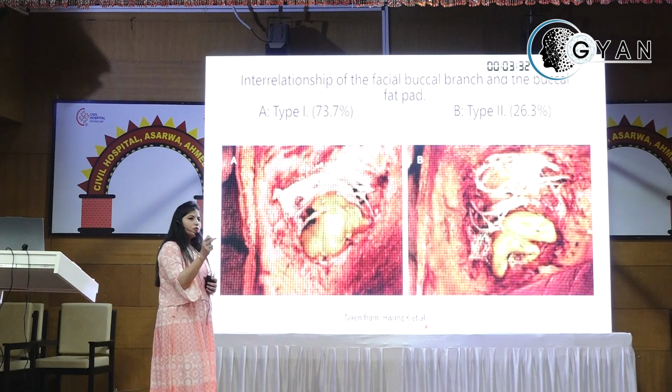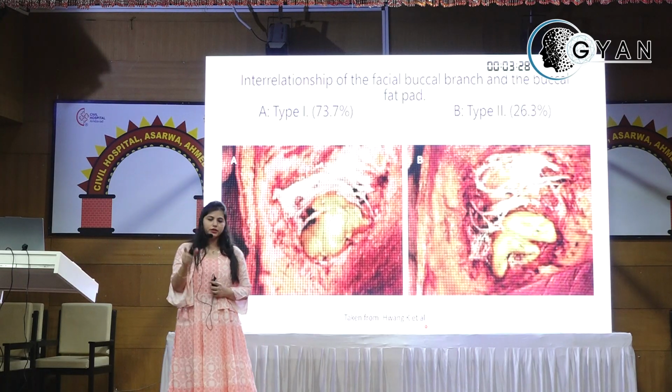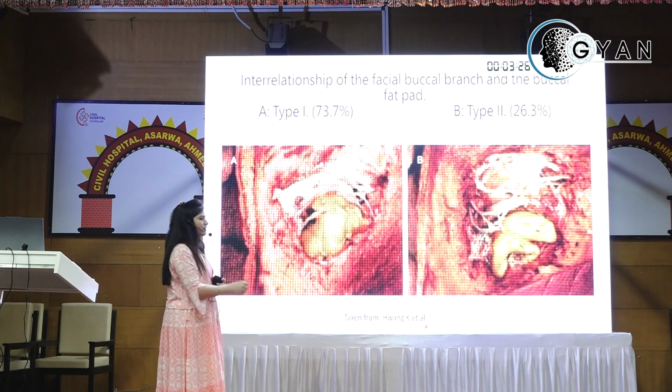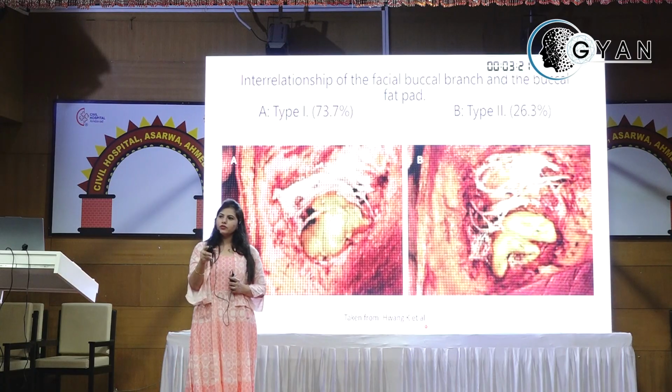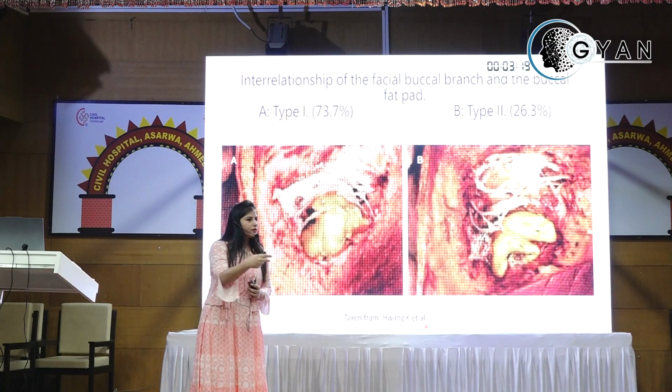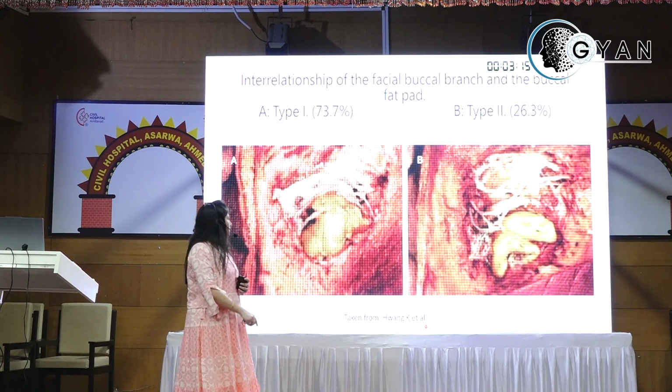And now the relationship of the buccal fat pad to the buccal branch of the facial nerve. That is again an important thing. So 2 variants are there. One is it doesn't involve the buccal fat pad, and another is 2 twigs of the buccal branch of the facial nerve pass through the substance of the buccal fat pad. So if it is there, you need to be careful.